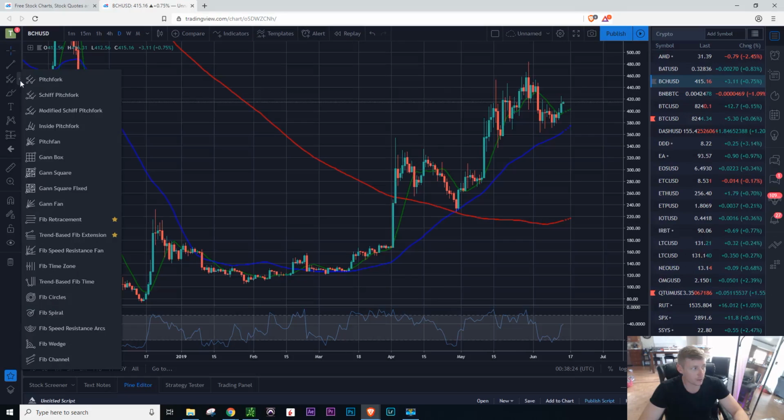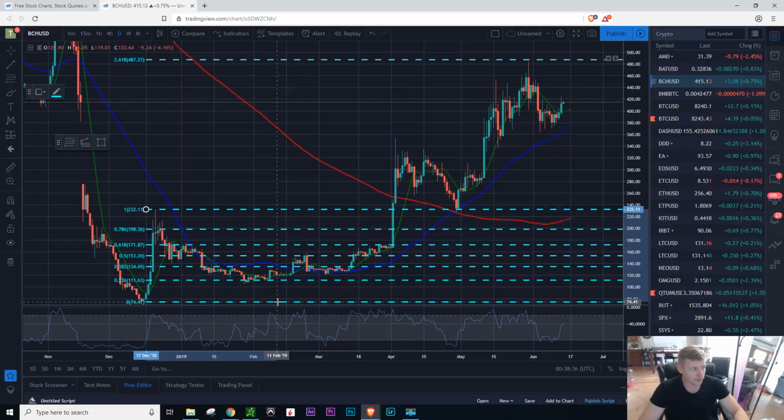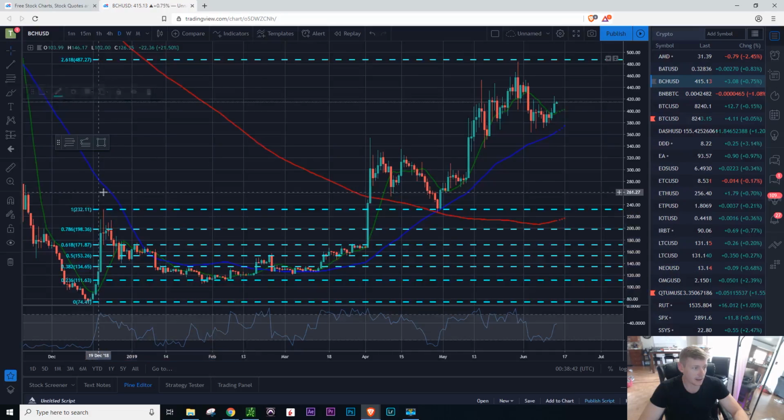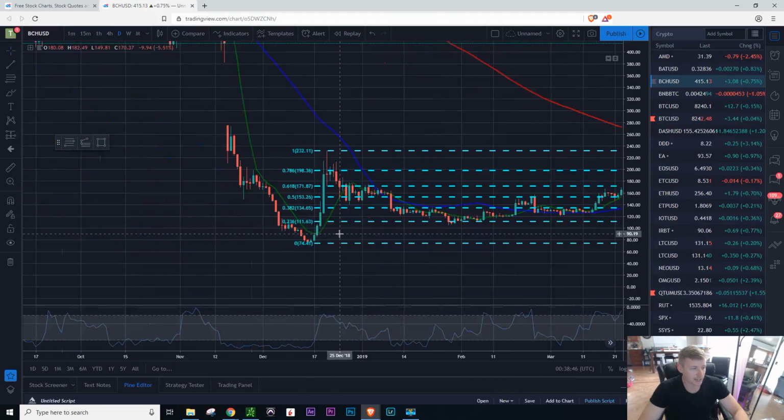Let's go over one more thing. So the fib retracement. When you're looking at a move, you want to be able to put your fibs on here and figure out an interesting buy opportunity, is really what it's used for. You have to understand that they don't work all the time.